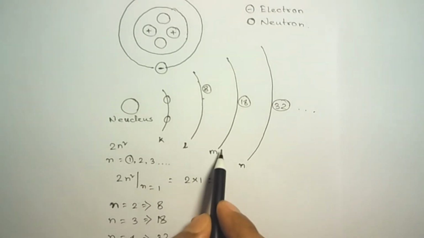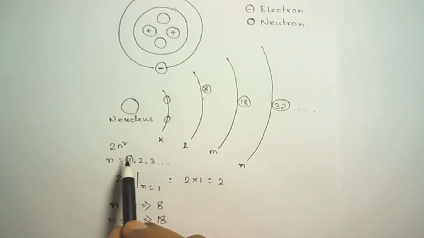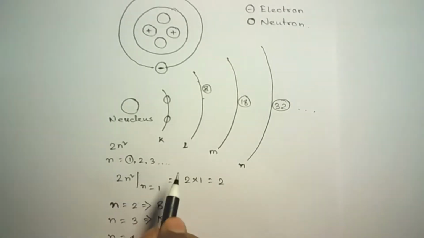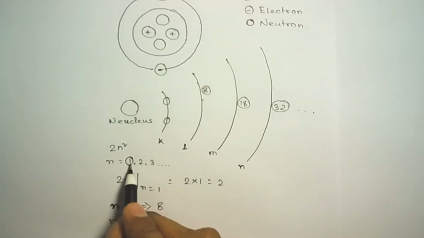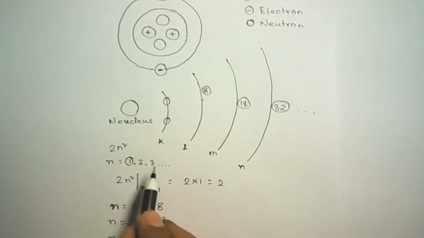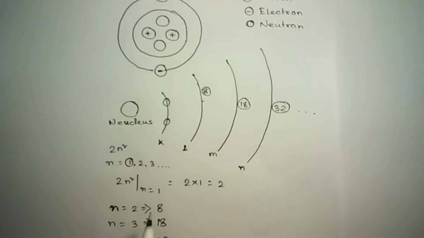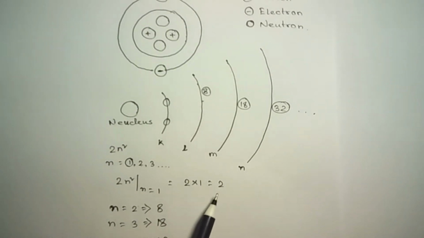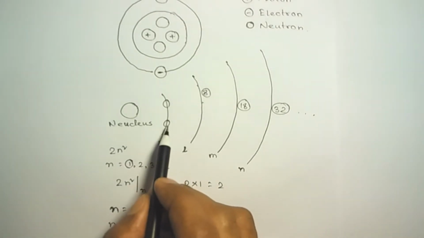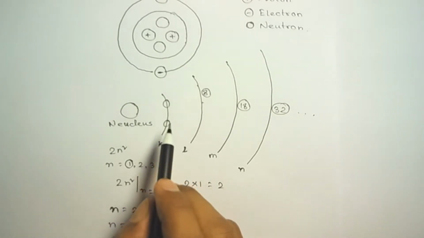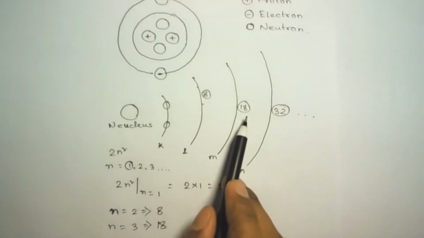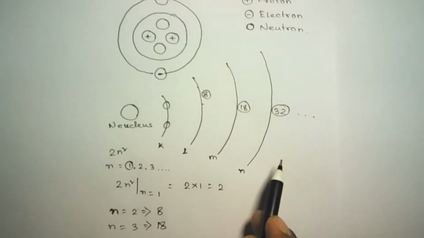We can decide the number of electrons by this simple formula, 2n square, where n equals 1, 2, 3, etc. For K it is 1, for L it is 2, for M it is 3, etc. Now we will replace this n by 1 and we get the value 2. That means 2 electrons are revolving in the K shell. In case of L it is 8, in case of M it is 18, in case of N it is 32, etc.